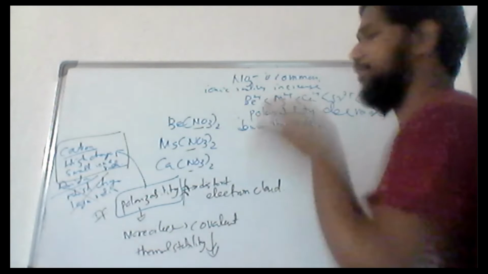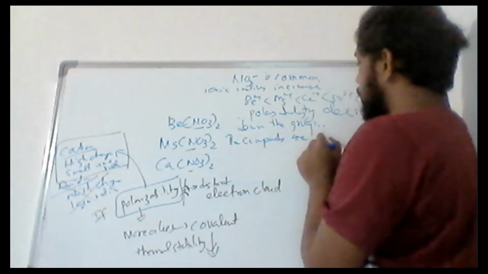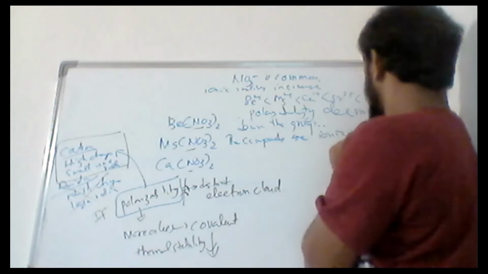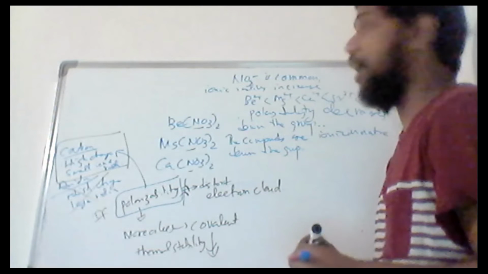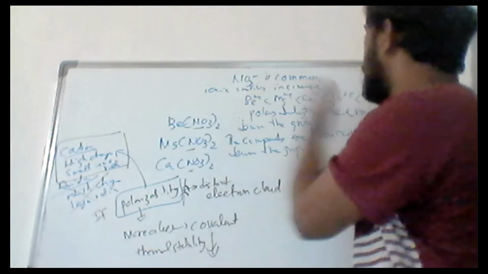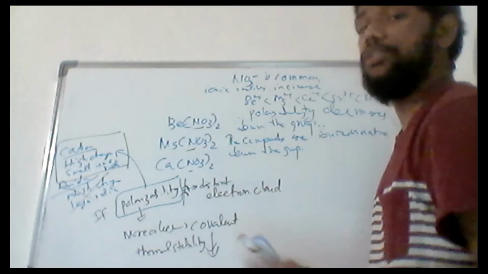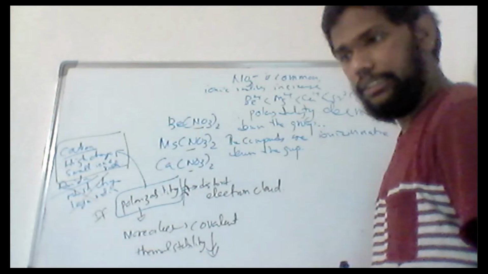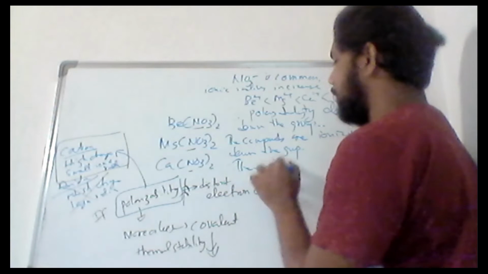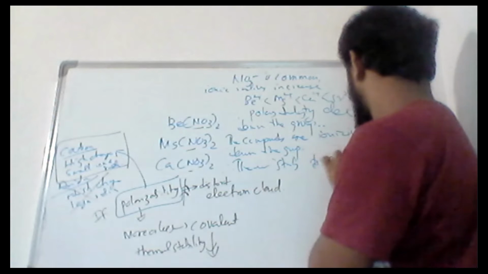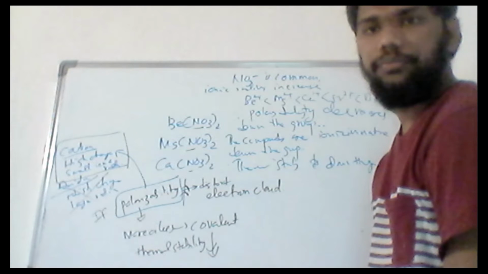So the polarizability decreases means, what does it mean? The compounds are ionic in nature down the group. Because if the polarizability is high, we are in the upper part, more or less they are covalent, but when you go down the group, the cation radius increases, which means the polarizability is lower, which means the compounds more or less become ionic. So when the compound becomes ionic, the thermal stability increases down the group. So last point, therefore thermal stability increases down the group. This is how you need to explain this situation. That is the way that you need to explain.